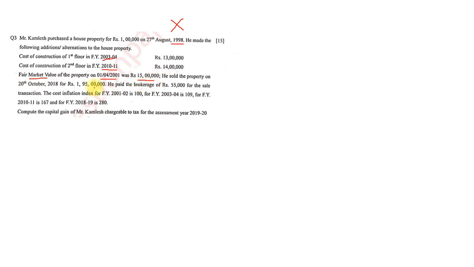He sold the property on 20th October 2018, that is my previous year, for 1 crore 95 lakhs, and he paid brokerage of 55,000. The cost inflation index is given for 2001-02, 2003-04, 2010-11, and 2018-19. That's our previous year. Compute the capital gain of Kamlesh chargeable to tax for the assessment year 2019-20.